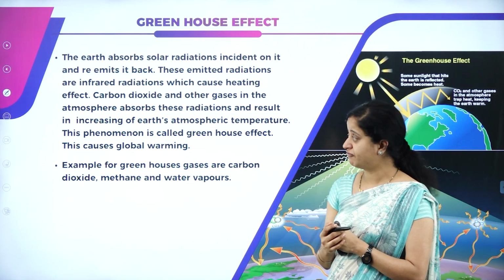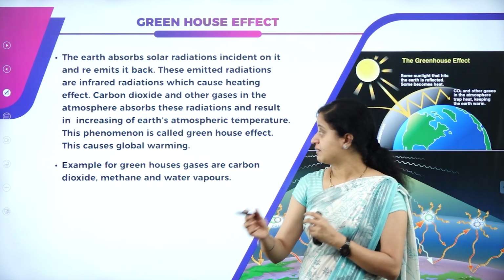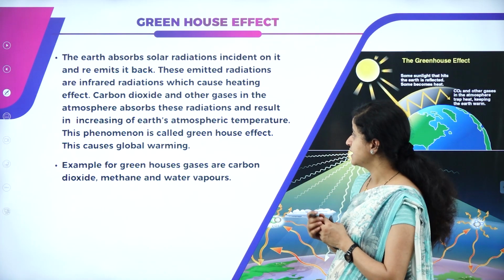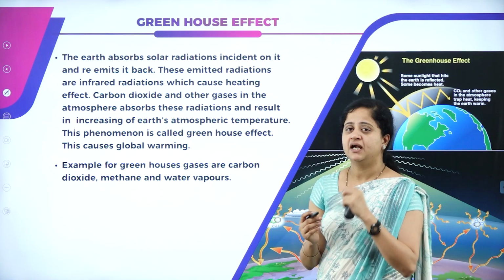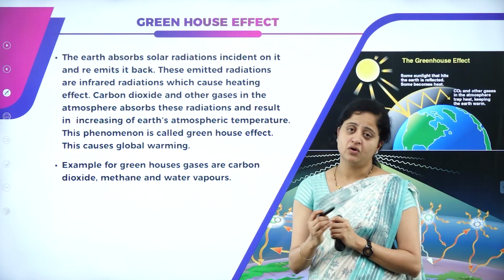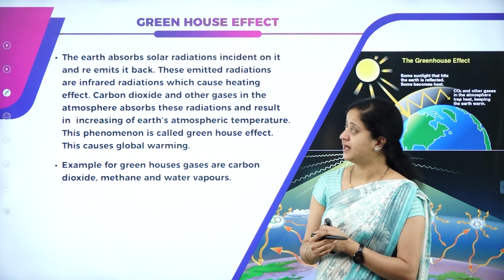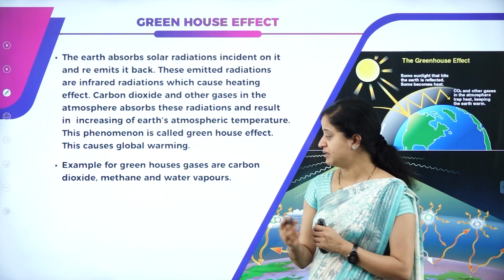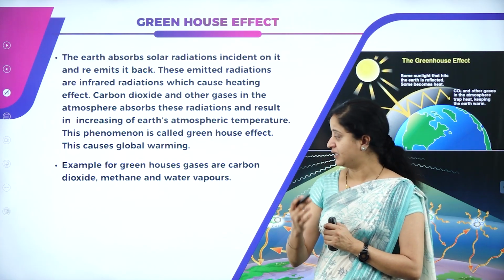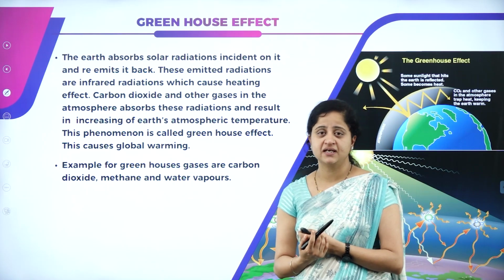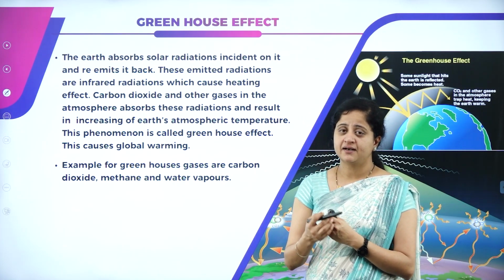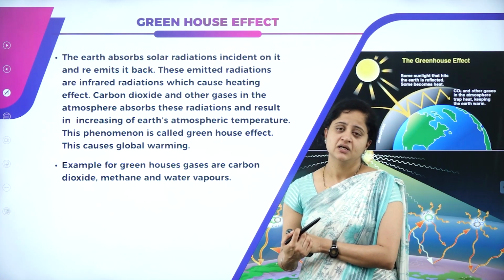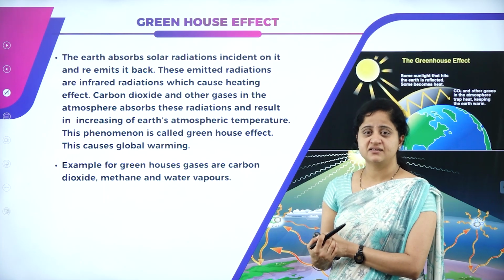How do they cause this heating effect? Carbon dioxide and other gases in the atmosphere absorb all these infrared radiations, which results in heating of the Earth's atmosphere, and we call it global warming. This entire phenomenon is called the greenhouse effect. What are the examples of greenhouse gases? Say, for example, carbon dioxide, methane and water vapor. All these are greenhouse gases. They absorb the IR radiations emitted by the Earth's surface and cause an increase in the temperature of the surroundings, and the effect is called the greenhouse effect.